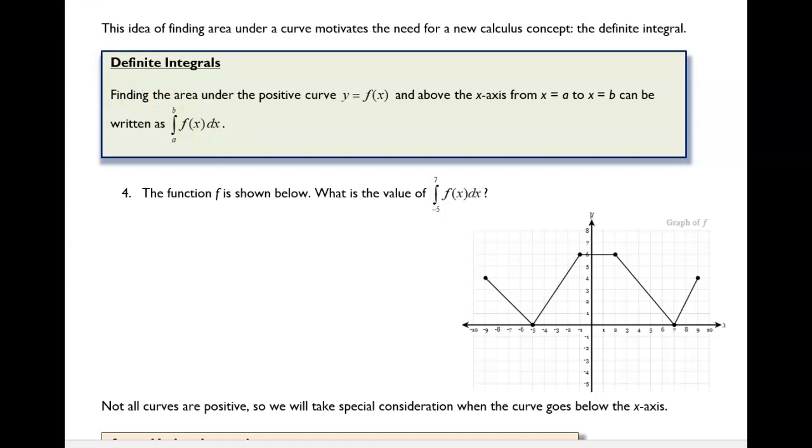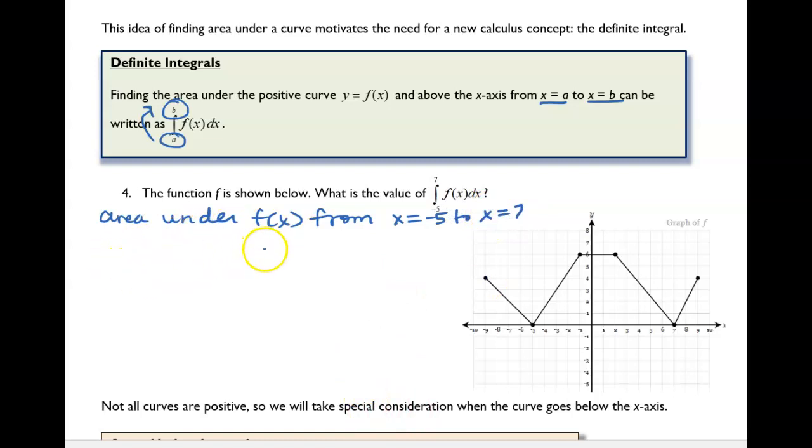You do want to pay close attention to your bounds, your a and your b. That tells you where to start and where to stop. So notice this goes from x equals a to x equals b. So we start at the bottom and then go to the top when we're reading that. So for example, in number 4, we have a function f, and it asks me for the value of the integral from -5 to 7 of f of x dx. That means area under f of x from x equals -5 to x equals 7.